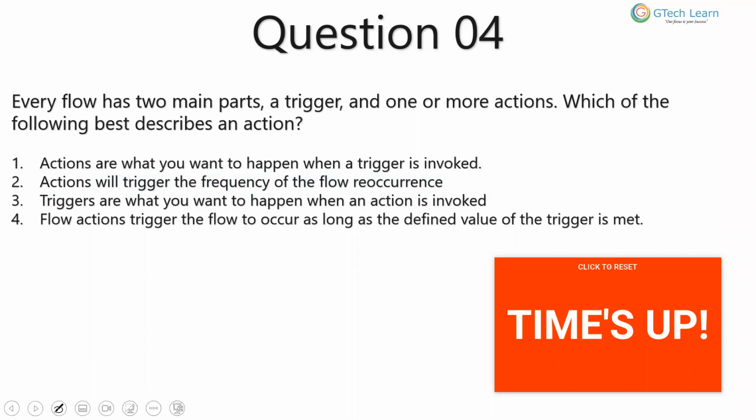Option 1, actions are what you want to happen when a trigger is invoked. Option 2, actions will trigger the frequency of the flow recurrence. Option 3, triggers are what you want to happen when an action is invoked. Or option 4, flow actions trigger the flow to occur as long as the defined value of the trigger is met. Your answers in the chat, please.